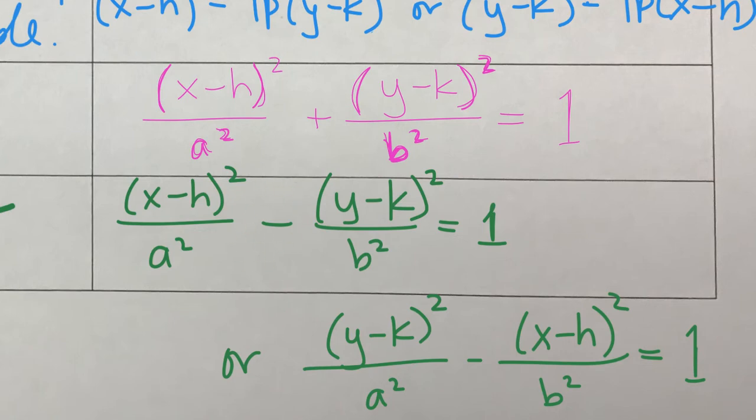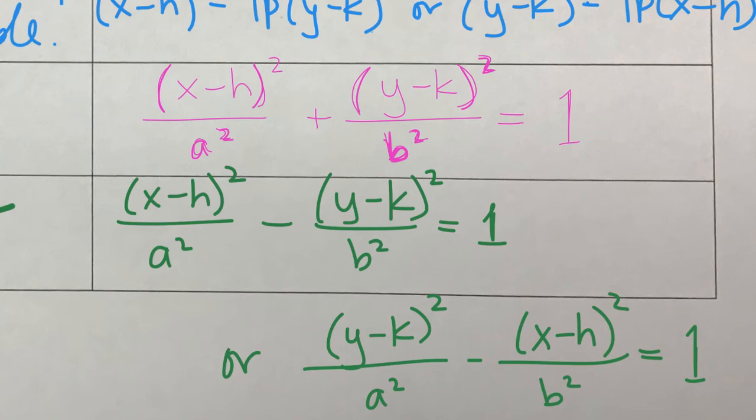Okay, so if x squared is positive, then it's going to open left or right along the x-axis, which will be your positive axis. And if the y squared is positive, it's going to open up and down along your y-axis.